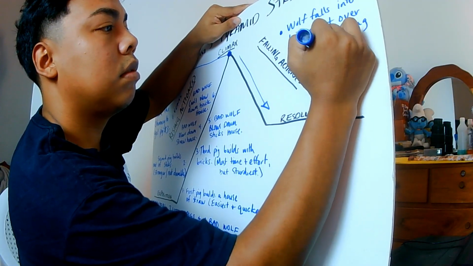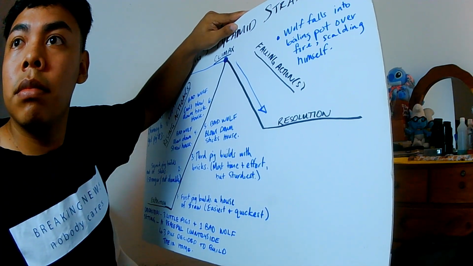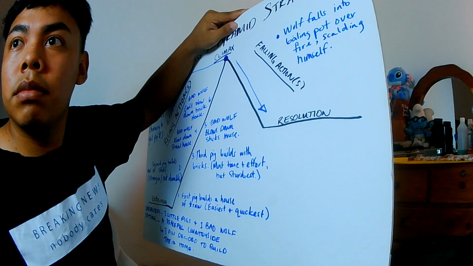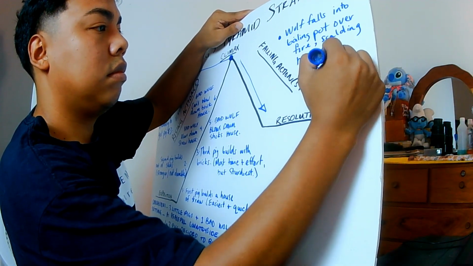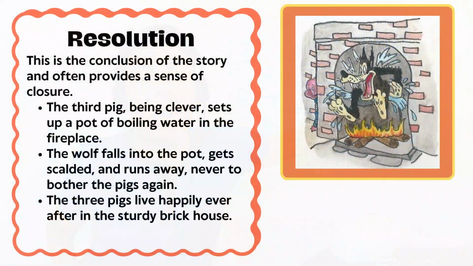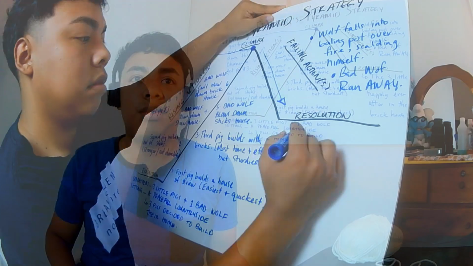And in the end, out of all the story plot, what would be the resolution? Out of all the conflict present within the story, the three little pigs lived happily ever after in the brick house. So that would be the resolution. When we think about the resolution, we think about the conclusion of the story. The resolution provides a sense of closure, a sense of ending to the whole issues that happen within the story.